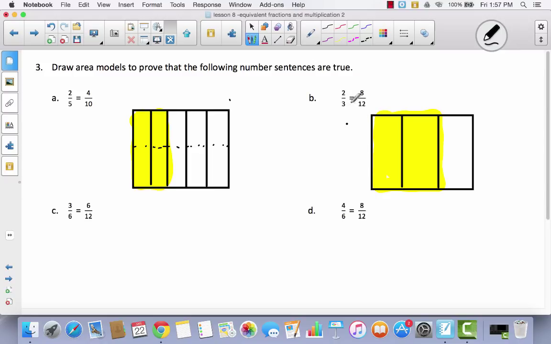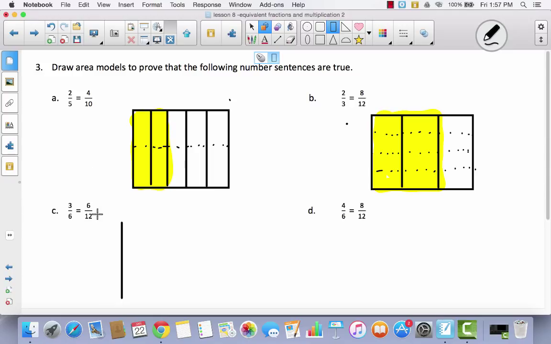Now it says that I need to make these 12ths, so it didn't double. Look at what you'd have to do to go from 3 to 4. It didn't triple, it actually quadrupled. So that means I have to divide each of these into 4 parts. So that means I'm going to have to draw 3 lines like this. Okay, so now I have 1, 2, 3, 4, 5, 6, 7, 8 out of 8, 9, 10, 11, 12. Okay? All right, why don't you try to do C by yourself and then come back and let's see if we did it the same way.